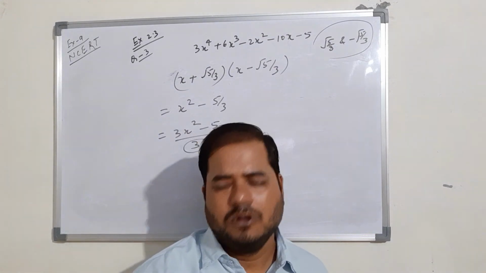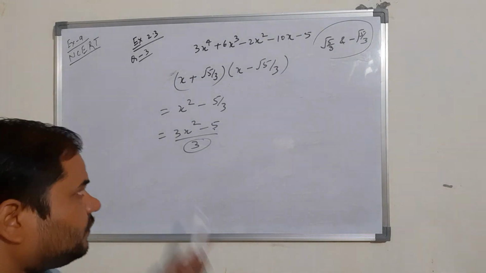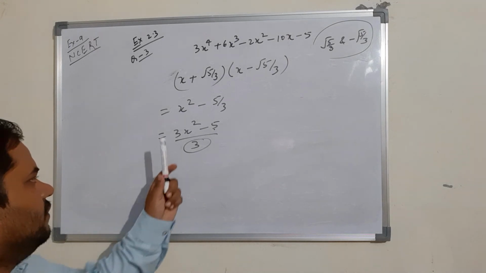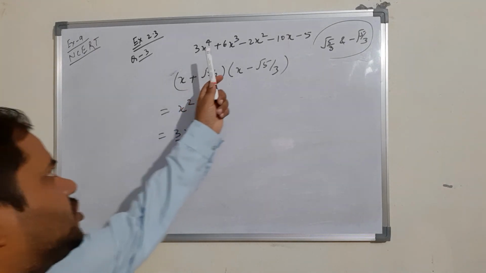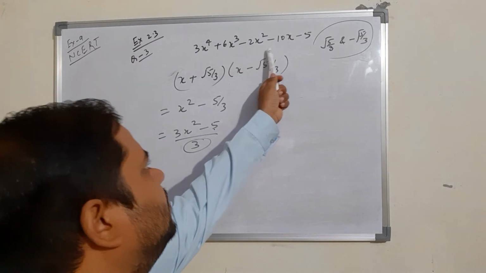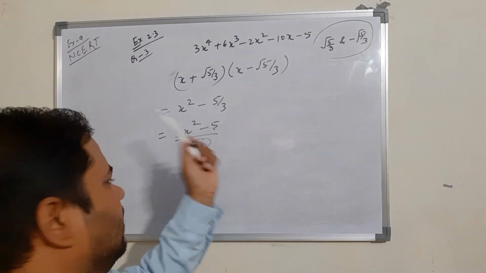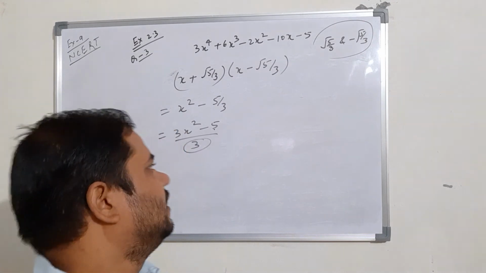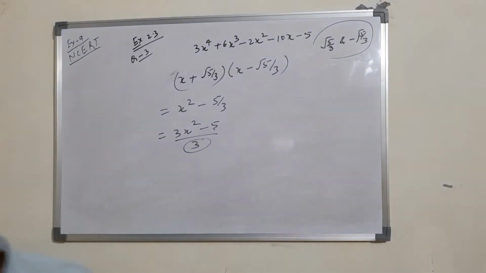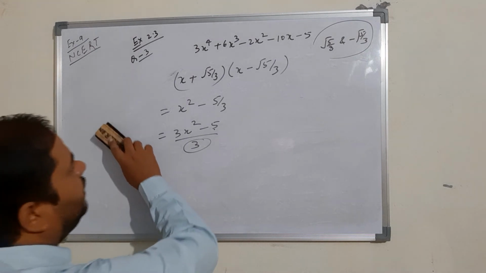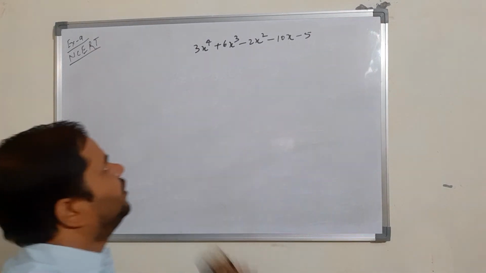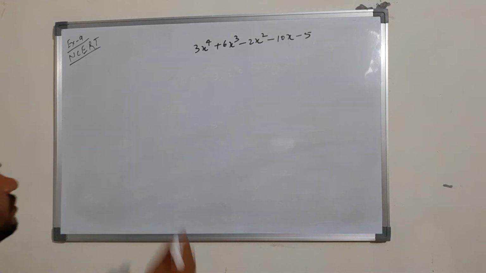Okay, so let us begin the question. Next part of the question, we have to divide 3x to the power 4 plus 6x cube minus 2x square minus 10x minus 5 by 3x square minus 5. We will get another zeros. Okay, so we have to divide this polynomial by 3x square minus 5.